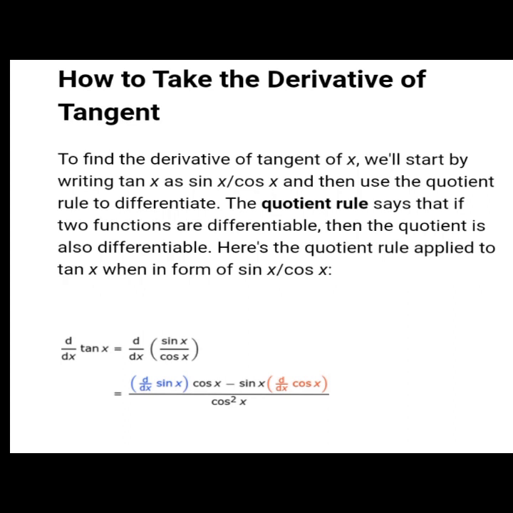To find the derivative of tangent of x, we'll start by writing tan x as sine x over cosine x, then use the quotient rule to differentiate. The quotient rule says that if two functions are differentiable, then the quotient is also differentiable. Here's the quotient rule applied to tan x when in the form of sine x over cosine x. So this is the formula.